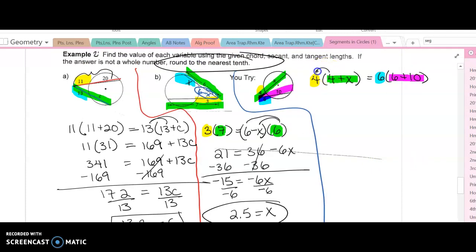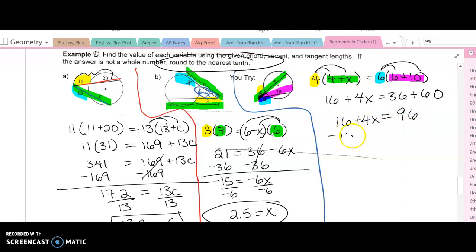That's good too. So I'm going to distribute this 4, because now I'm solving an equation for x. So 16 plus 4x. This becomes 36 plus 60. Again, I could have called that 16 times 6. Either way, we get 96 over here. Then I'm going to subtract 16 from both sides. Divide by 4. And x equals 20.